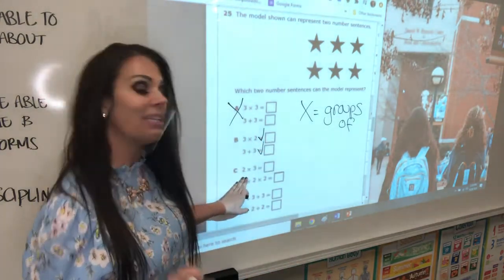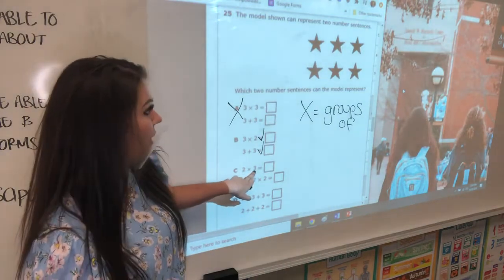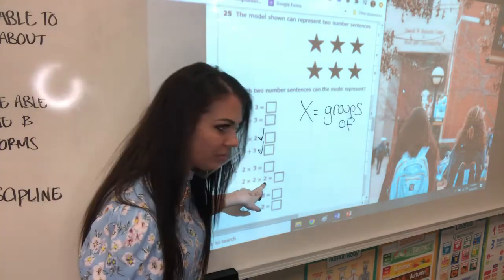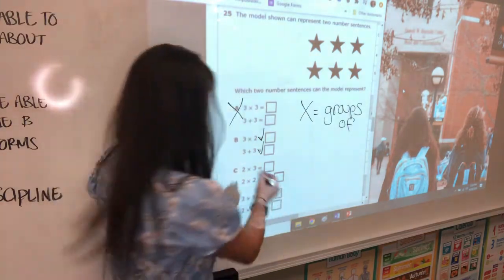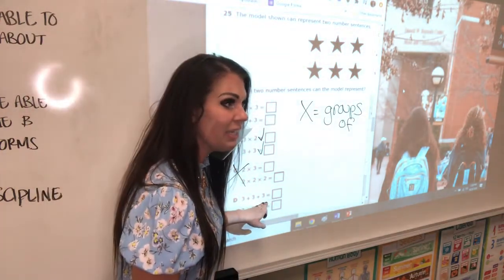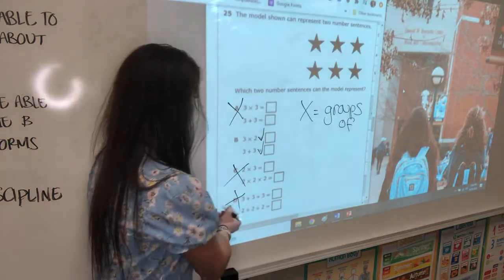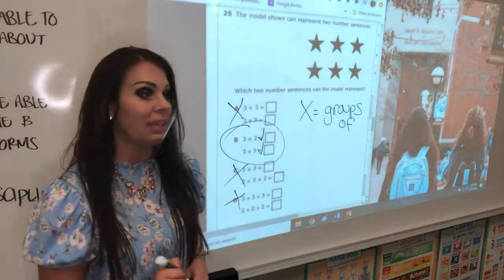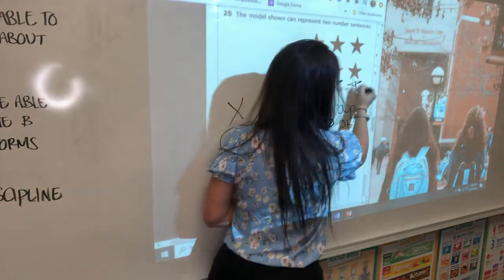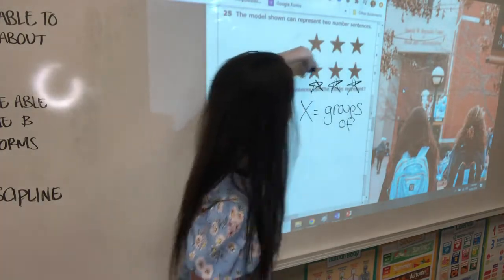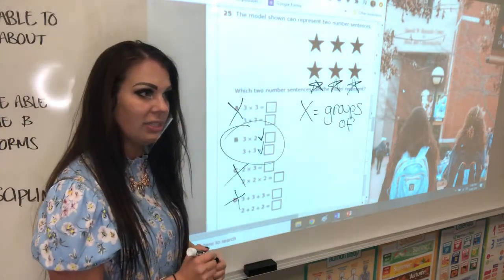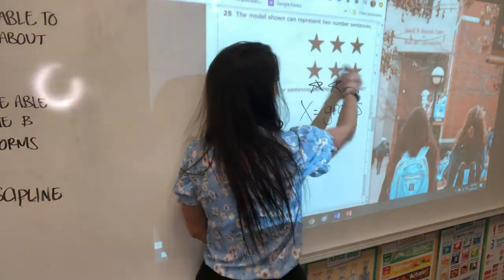Let's just continue on to C. 2 groups of 3? 2 times 2? No. 3 plus 3 plus 3? No. So the only correct answer would be B. Because 3 groups of 3 would be 9, right? That'd be 3 plus 3 plus 3. So that's not true. We only have 3 plus 3.